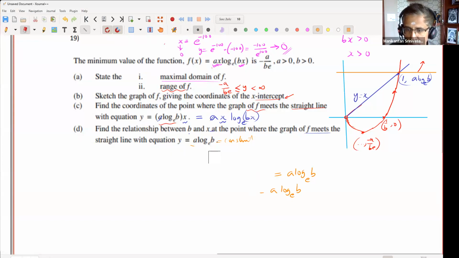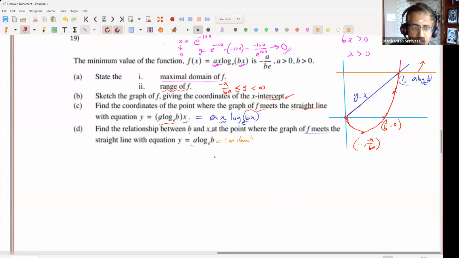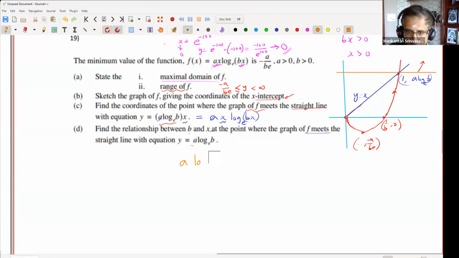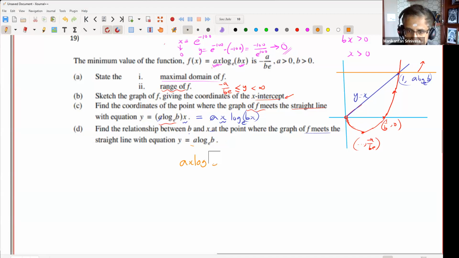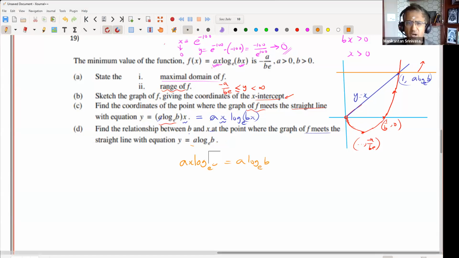Okay. What he could possibly mean is this. No, not a good question, guys. I'm sorry. So he means a log, the very original question is ax times log of b to the base e equals a log. So I think I got the answer to this.